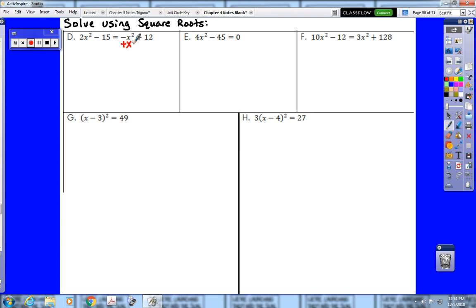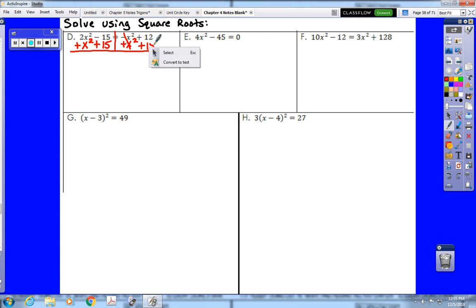So we need to add x squared to each side in order to combine those terms. Now while we're at it, since we're going to be solving for x squared anyway, we might as well move the 15 to the right side to get the x squared term by itself. That would give us 3x squared equals 27. We still have not solved for x squared, so our next step is to divide each side by 3, which would give us x squared equals 9.